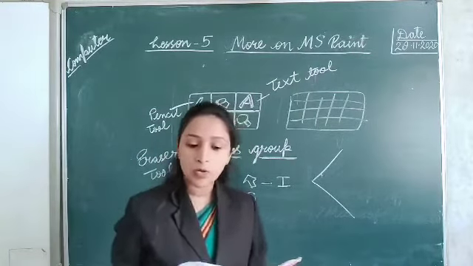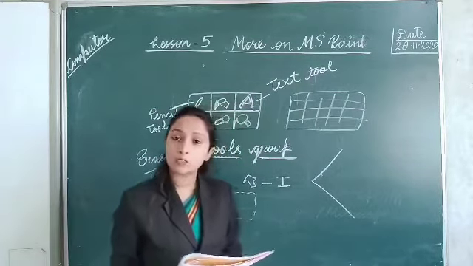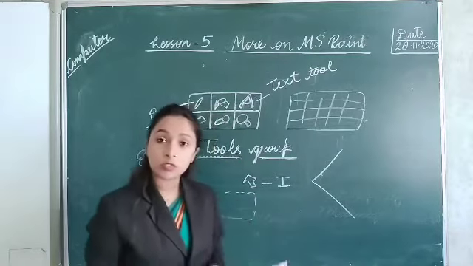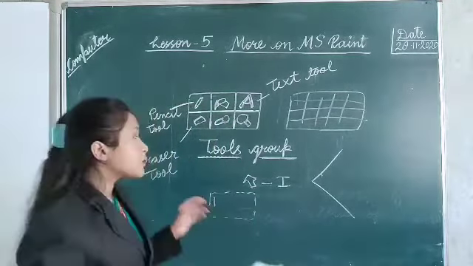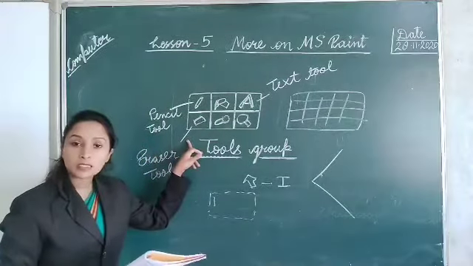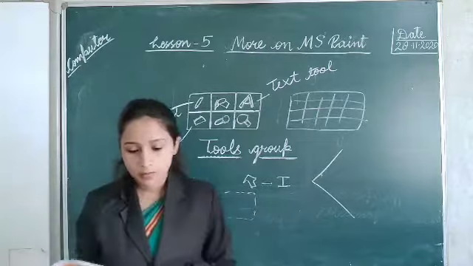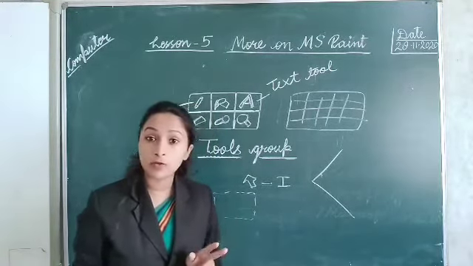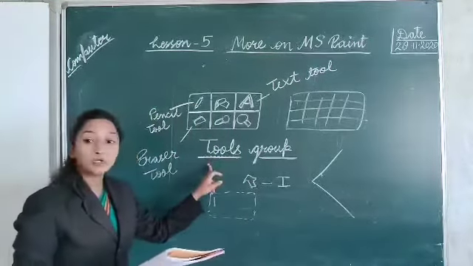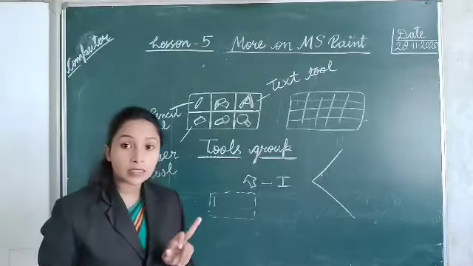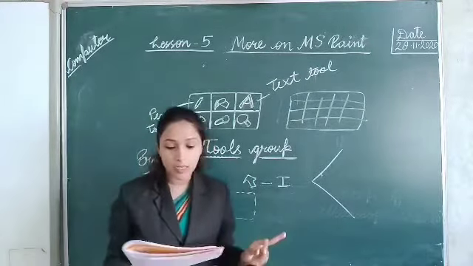So the eraser tool is used to erase any part of a picture. Select the eraser tool from the tools group. How to use the eraser? First you have to select the eraser tool to erase the picture. And from where will you select? You will select it from the tools group. You have to simply click on it.